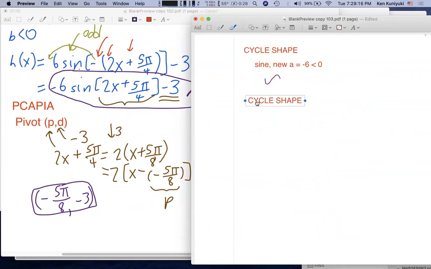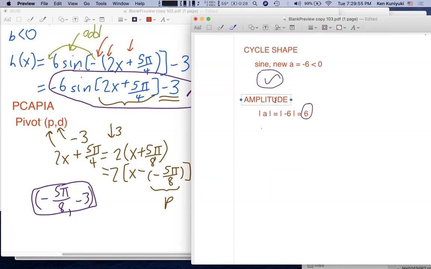The A is for amplitude. And sine and cosine do have amplitude. The others don't, but sine and cosine do in fact have a bona fide amplitude. Now the amplitude is going to be the absolute value of A. Amplitude is always positive, right? So it's the absolute value of -6, which is +6. Okay, we're going to need that too. So we're going to need the cycle shape, and we're going to need the amplitude.